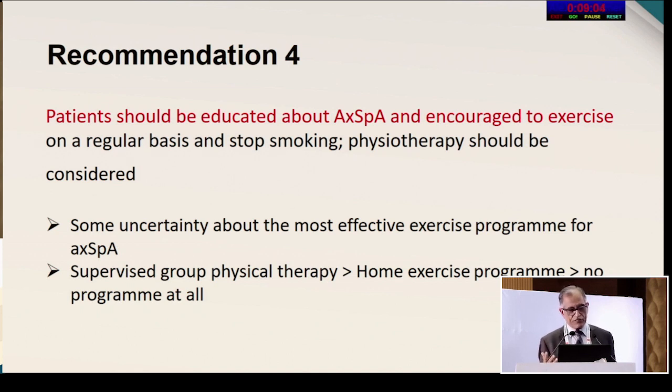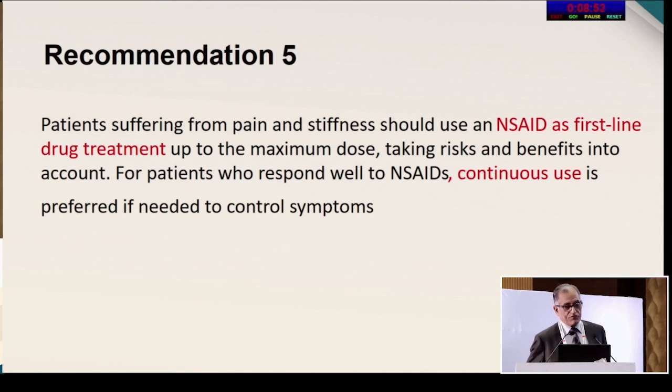But it is known that supervised group physical therapy is the best, and it is better than home exercise program, which is better than no exercise at all. Fifth recommendation says that for patients suffering from pain and stiffness, the first line treatment is NSAID, up to a maximum dose, taking risks and benefits into account in an individual case. For patients who respond well to NSAIDs, continuous use is preferred if needed for full control of symptoms.